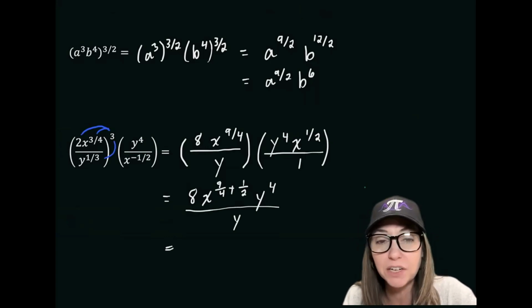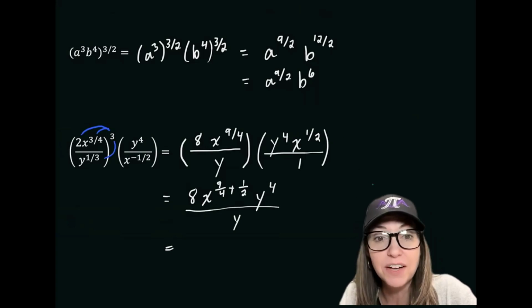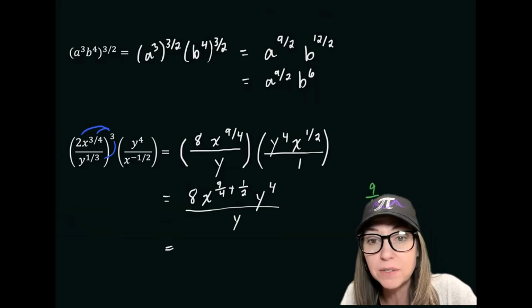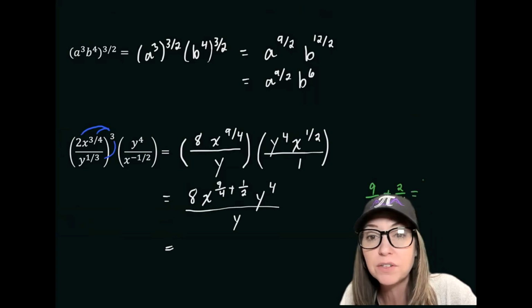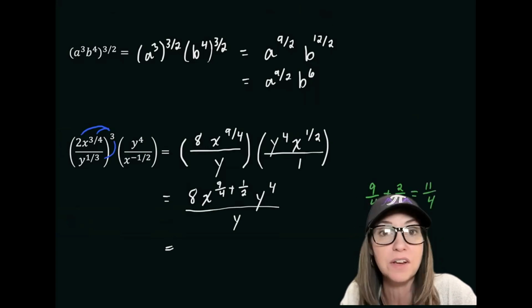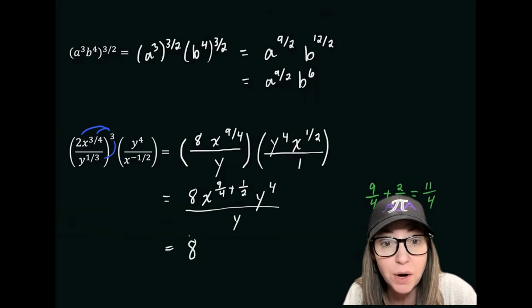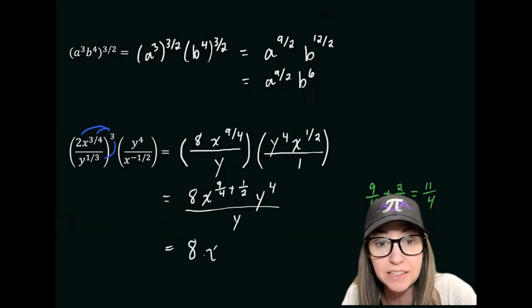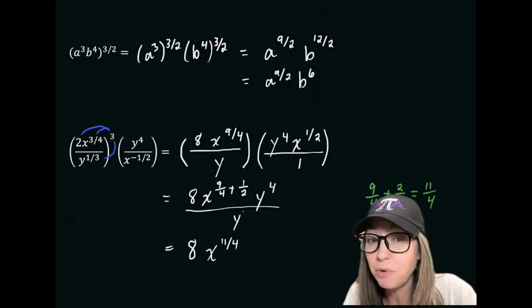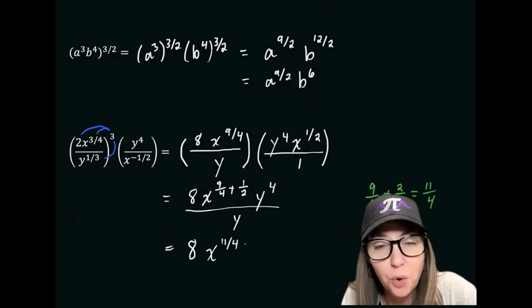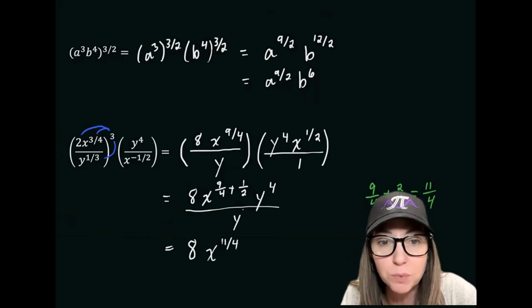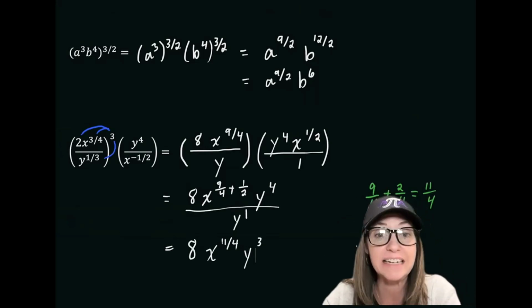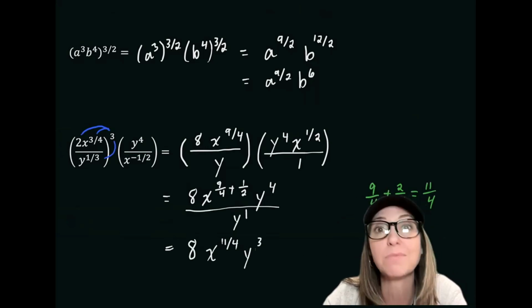Sometimes you may need to do a little scratch work, like here. So 9/4 plus 1/2. Let's get a common denominator. 1/2 is 2/4, so that is going to be 11/4. Bringing that back over here becomes 8 times x to the power of 11/4 times y to the 4th over y. One of those y's cancels, or we can subtract exponents: 4 minus 1, there's an implied exponent of 1 there, that is 3. So we get 8x to the 11/4 times y cubed.